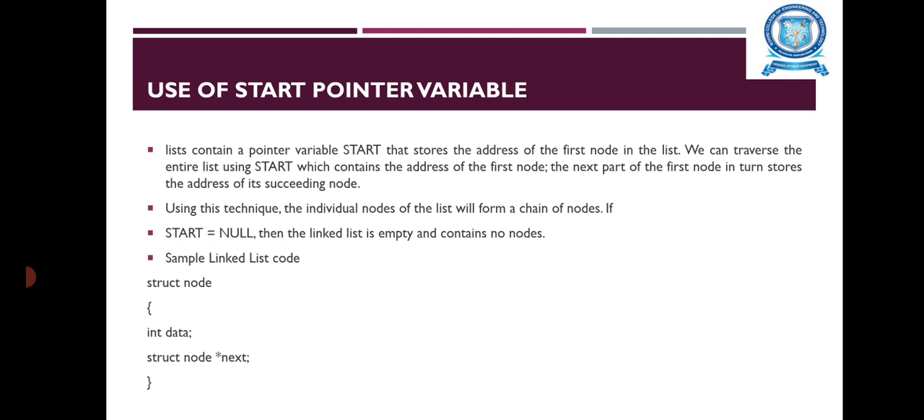This is a sample code for a linked list. The first one is a struct node. Inside this, int data means the data is declared as an integer. Then the next one is struct node *next. This is the pointer representation of the linked list.